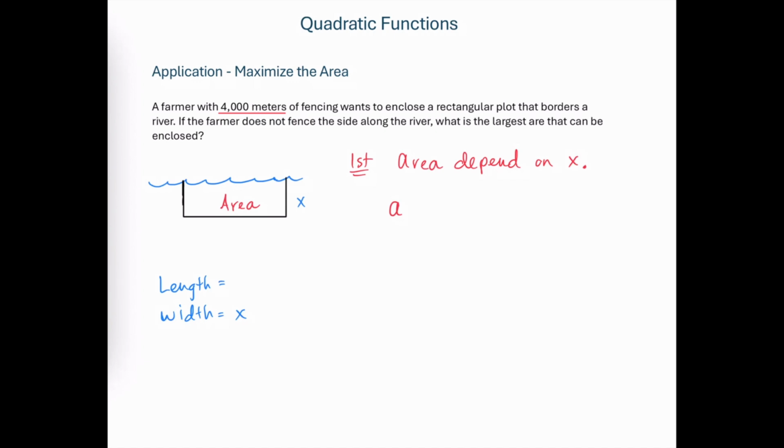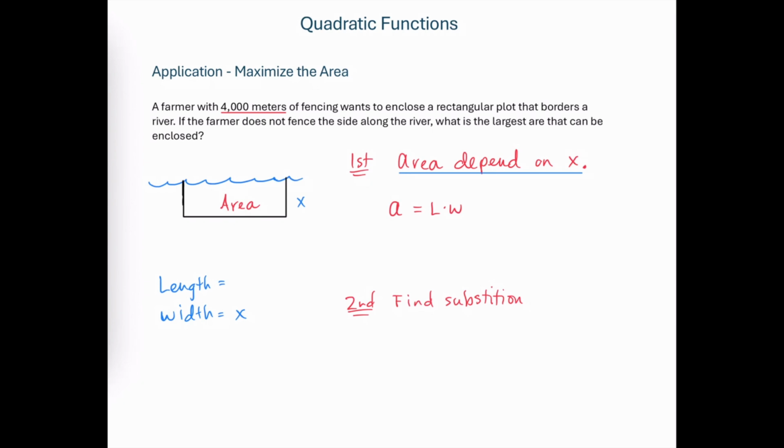We start with what we know about the area of a rectangle, which is that it's length times width. And then what we need to do first is to rewrite this area function so that it depends only on that one variable, x. We'll substitute x in for that width, but we need to figure out what we're going to substitute in for the length in terms of x.